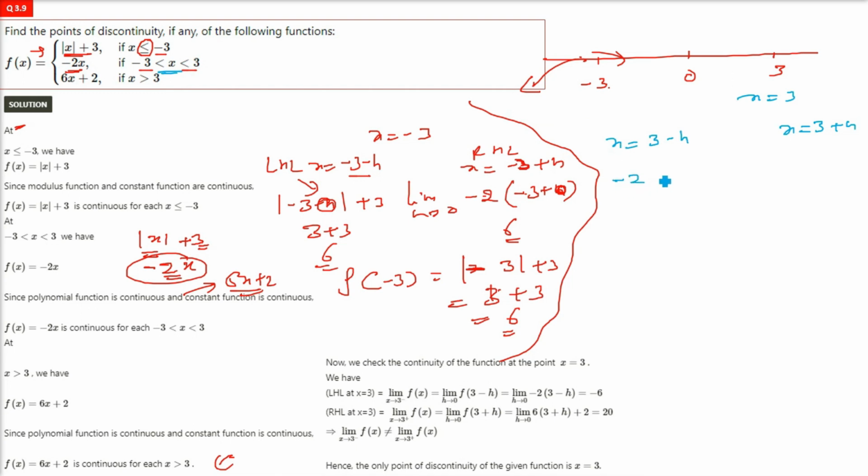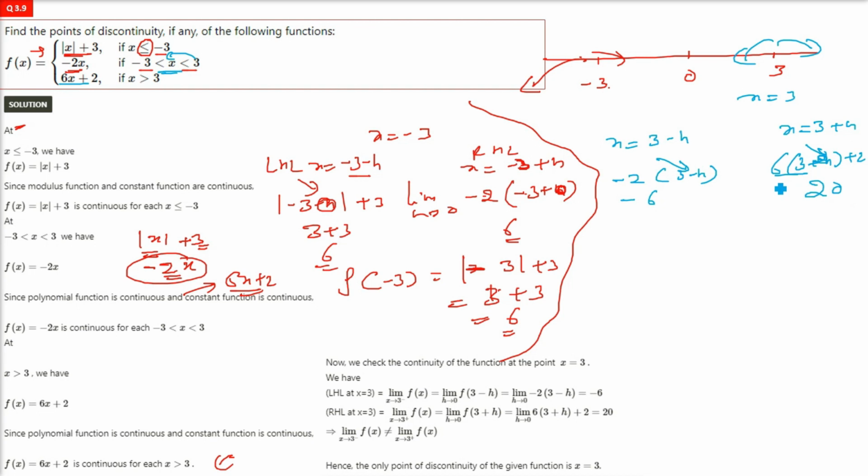So -2 into 3 minus h will put here. And right hand side 6x plus 2, we are going to use this function 6x plus 2, because we are taking the point of contention as 3, so left and right of that, and accordingly we'll use the function as 6 into 3 plus h plus 2. Now put h as 0. What do you get? -2 into 3, so -6 it is. And then we have this 0, so 6 is 18. 18 plus 2.